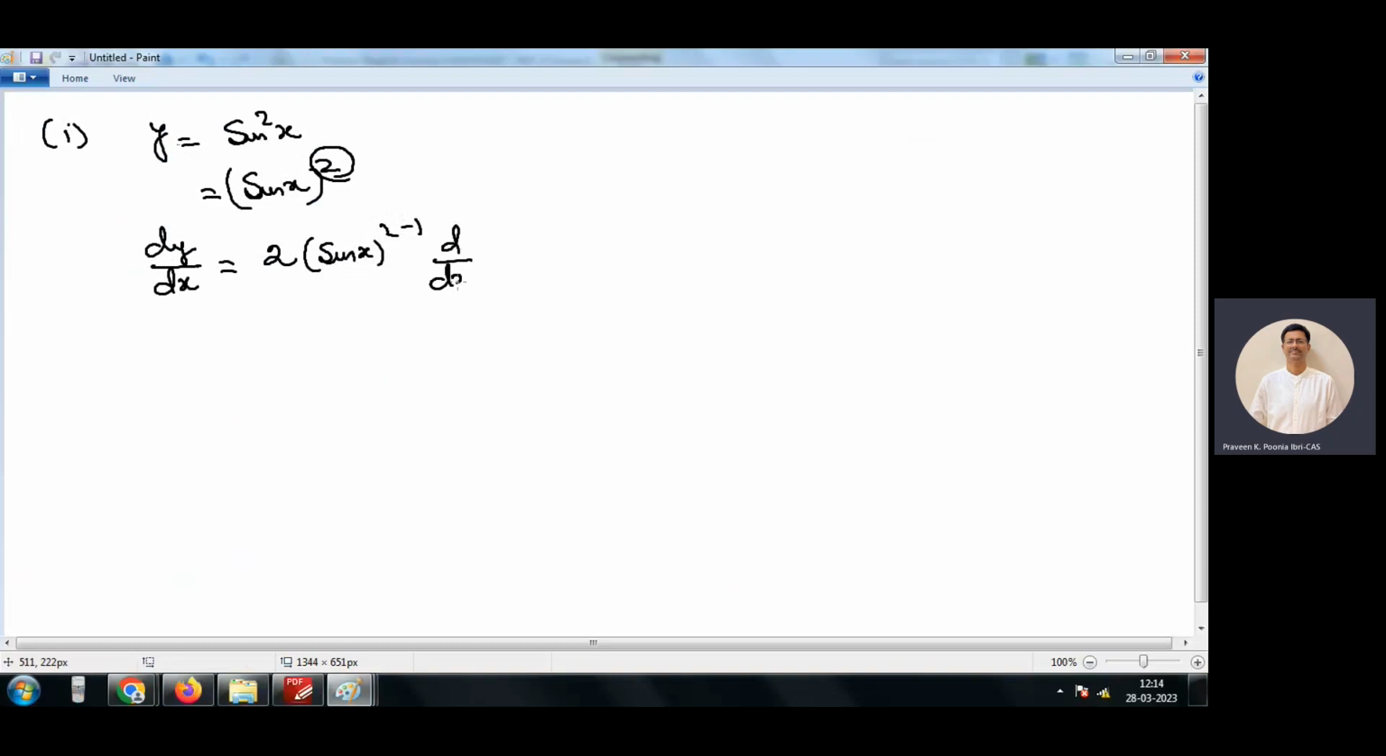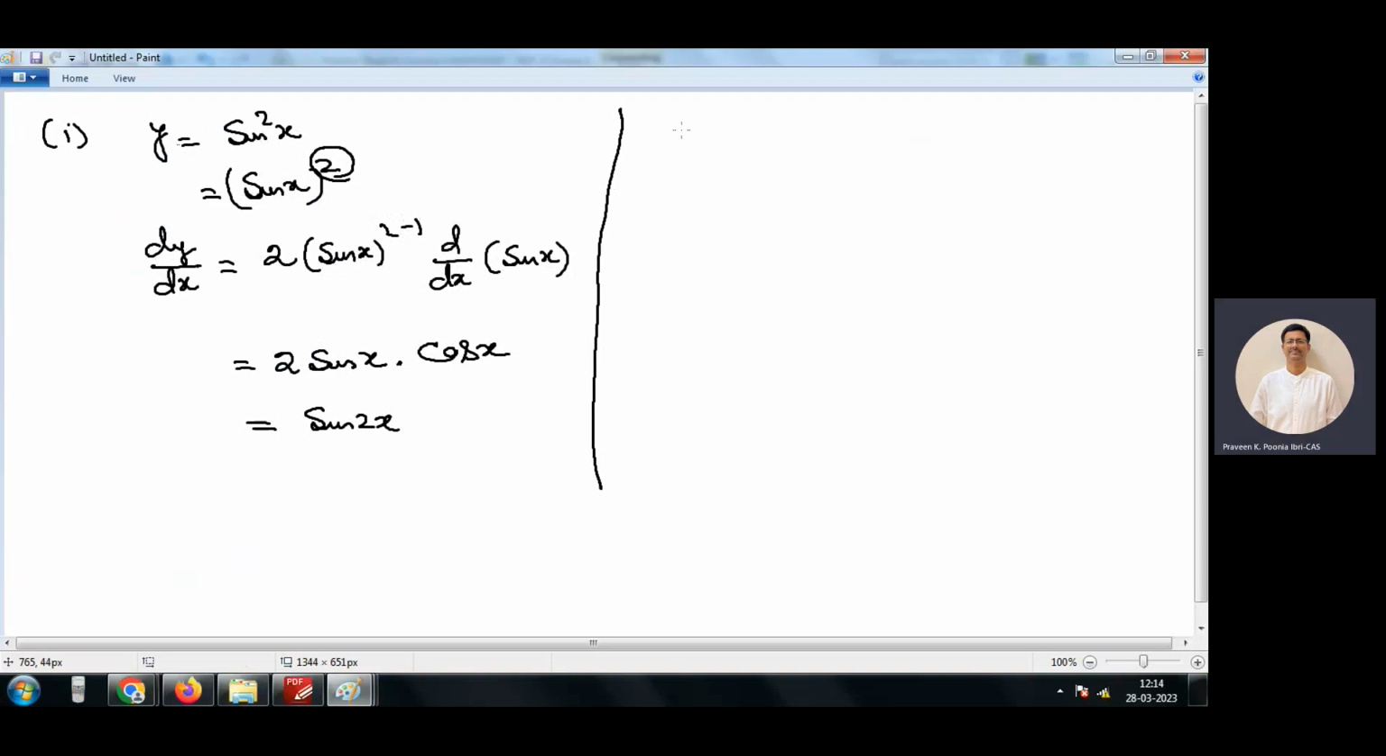Now what you need to do? You need to find the derivative of sine x. Clear? So 2 sine power 2 minus 1 is the same, sine x. And what is the derivative of sine x? It is cosine x. And if you want to write it, 2 sine x cosine x is the answer. Otherwise, this is equal to sine 2x. So this is how you can write the derivative of sine x power 2.